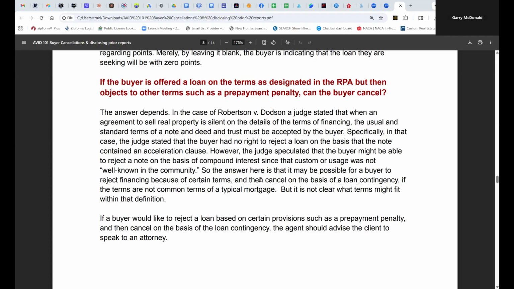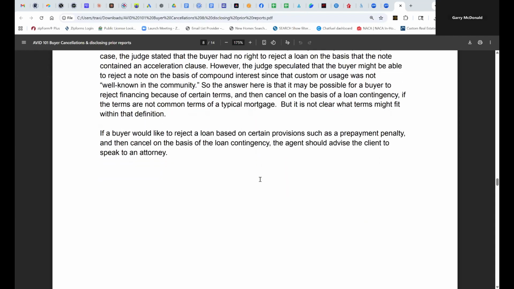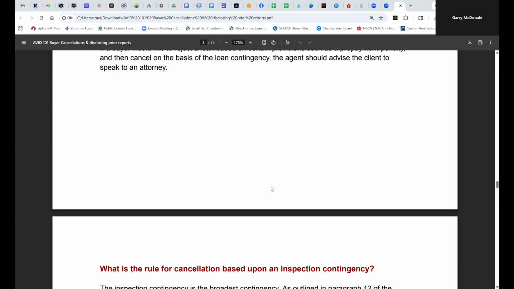So the answer here is that it may be possible for a buyer to reject financing because of certain terms and then cancel on the basis of a loan contingency if the terms are not common terms of a typical mortgage. It is not clear what terms might fit within that definition. If a buyer would like to reject a loan based on certain provisions, such as a prepayment penalty, and then cancel on the basis of the loan contingency, they just should advise a client to speak with an attorney. Or you can write that into your contract if you think there might be one.